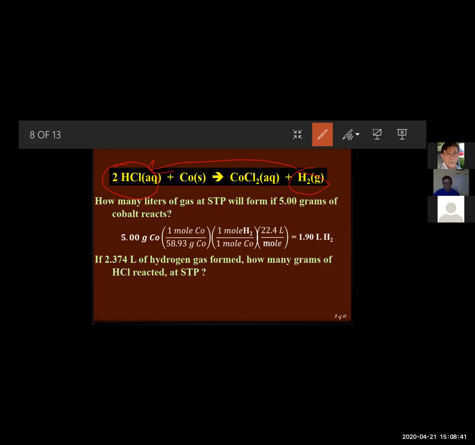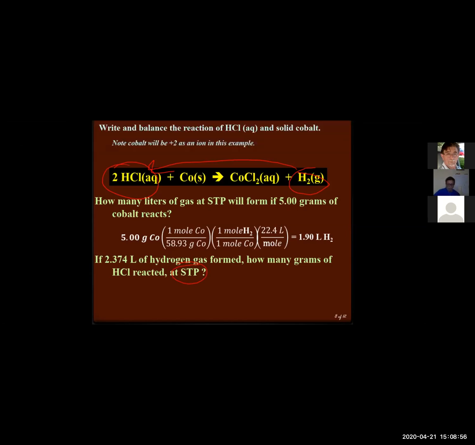Note the mole ratio, it's 2 to 1, 2 hydrochloric acids per 1 hydrogen. Then we're still at STP, so that bit of information would be useful. So we write down what we're given. We're given 2.374 liters of hydrogen gas. Again, we have to get into moles, so we have volume of hydrogen gas. We can utilize the 22.4 liter relationship per mole. That would give us moles of hydrogen.